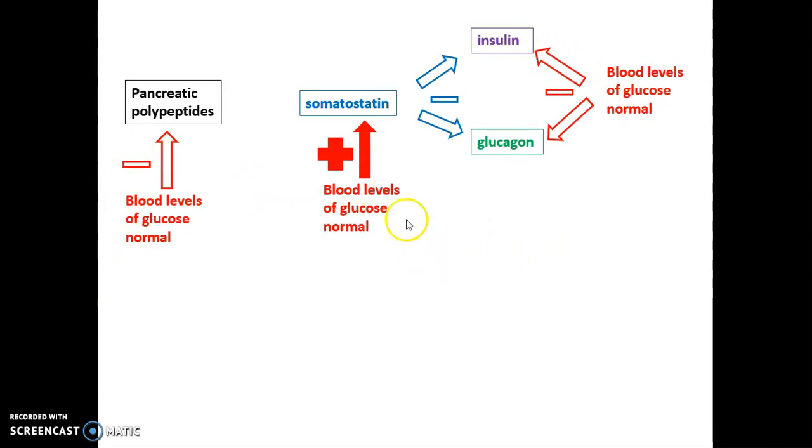So here's another way to diagram it. Pancreatic polypeptides are inhibited. They are not produced. They're inhibited because blood glucose levels are normal. Somatostatin is stimulated. It is produced because blood glucose levels are normal. And because it's produced, it inhibits insulin and glucagon. Also, the blood levels of glucose, being normal, also inhibit the release of insulin and glucagon. So these will not be produced. This will not be produced, only that.